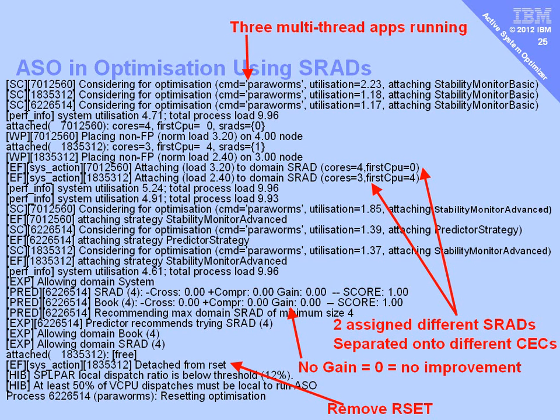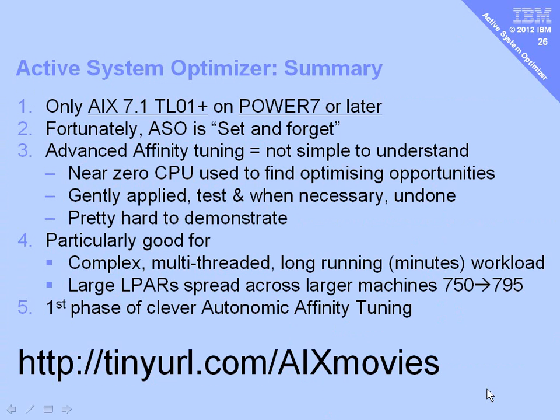Then further down, three-quarters of the way down, it's trying to look at the 3rd ParaWorm, the one that has a PID number of 6226514, and it's trying a different strategy for that. It then turns out that it has a gain of 0, so it didn't actually make any difference, and it removes at the bottom the RSet for that particular one. So we can see it coming and going, trying out various strategies for the different programs and deciding whether it works or not. But we'll stop looking at the logs there. Of course it goes on forever tuning and trying different options.